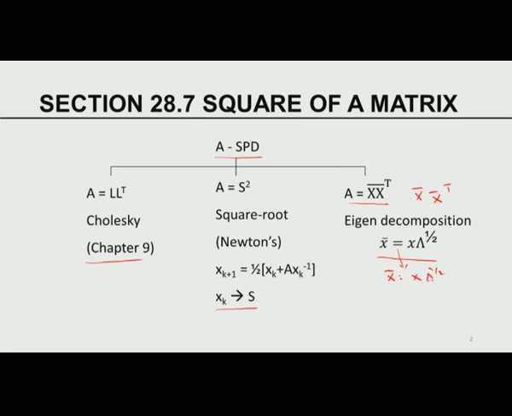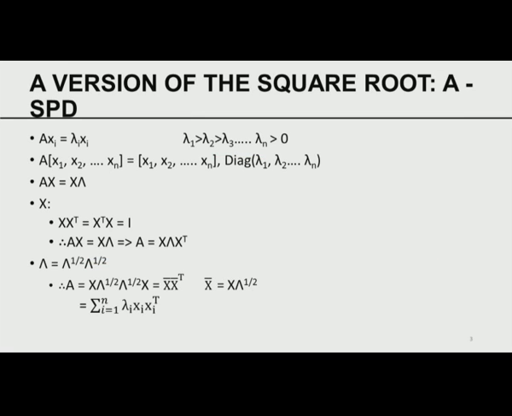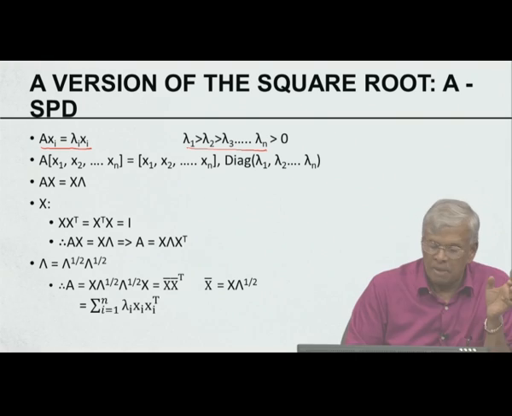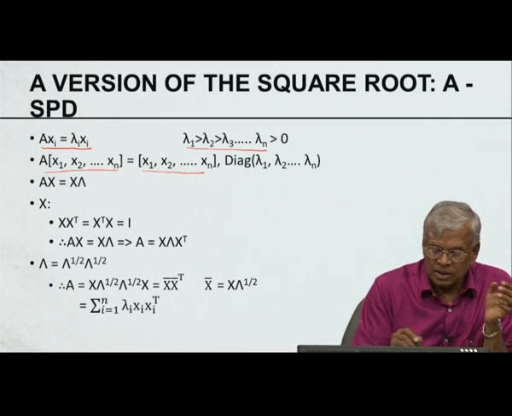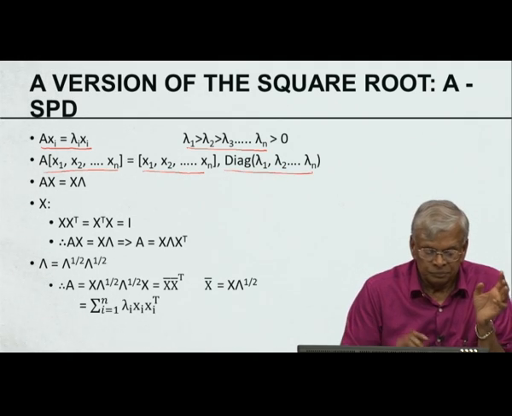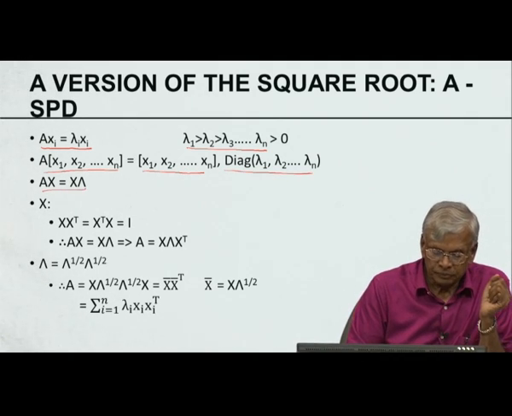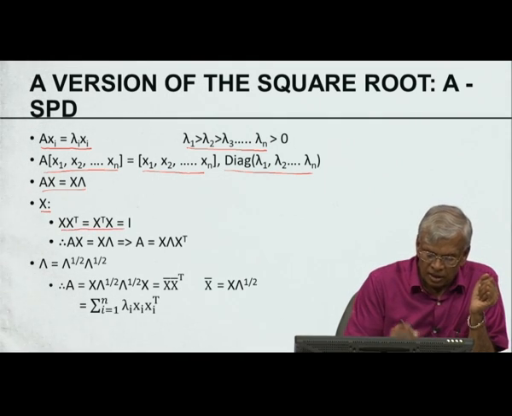So we are going to use the matrix square root derived from eigen decomposition in our discussion of the covariance square root filter derivation. So let me quickly talk about the covariance matrix and the properties. If A is a matrix, A xi is equal to lambda i xi, and A is SPD, so all the eigenvalues are positive. So this can be written succinctly as A times [x1 ... xn] equals [x1 ... xn] times the diagonal matrix lambda. So that becomes this. The matrix X is such that it is orthogonal.